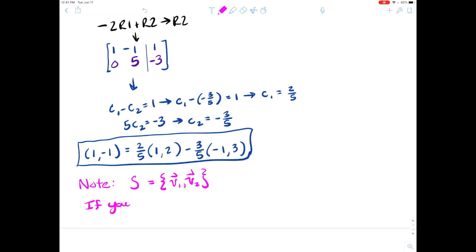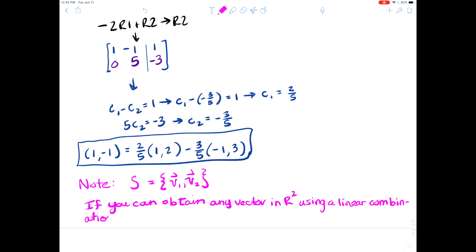So if you can obtain any vector in R2 using a linear combination of the vectors in S, then S is a spanning set in R2. So just kind of keep that in mind. That's what's coming up. All right?